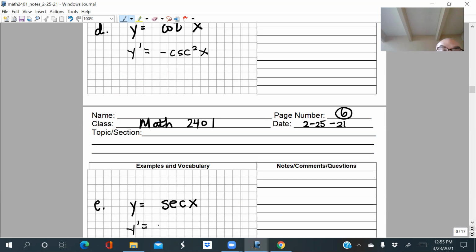For secant, the derivative of the secant turns out to be, it's kind of nice, secant tangent. So the derivative of the secant is secant times the tangent. Remember, the derivative of the secant is going to repeat itself, but then you have to multiply in the tangent.